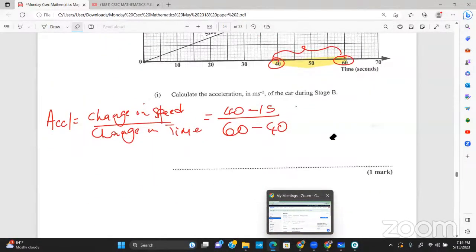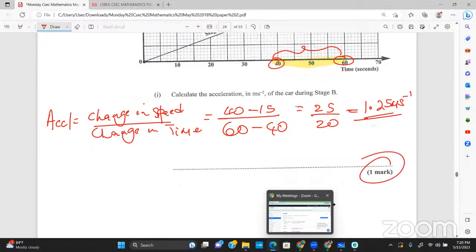40 minus 15 gives us what? 25 over 20. And 25 over 20 is about 1.25 meters per second square. There you go. Just like that. You could use decimals since the speed and everything there. All right. It's a 1 mark question. So you see it's not a big deal. Next question.